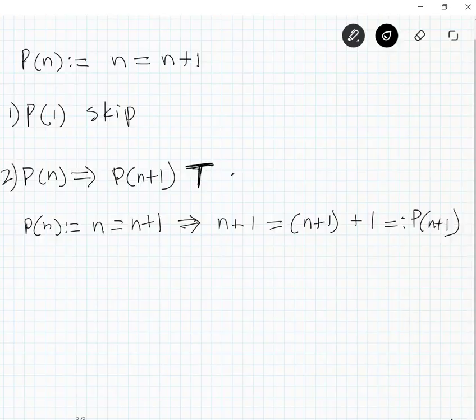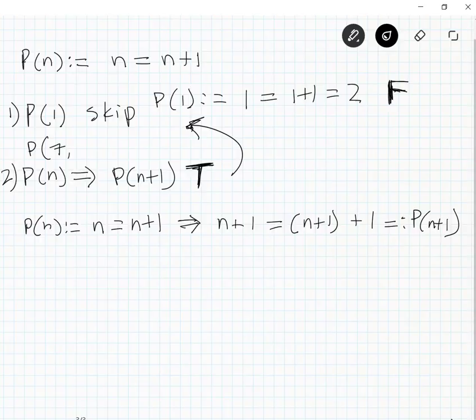But let's go back. We skipped the first step, and let's try it out. P of 1 is 1 is equal to 1 plus 1, which is 2. Is that true? No, that's false. Okay, and as a matter of fact, no matter what number you put in, P of 7,059 is not going to be equal to 7,060. So that will always be false, no matter what number you put in.